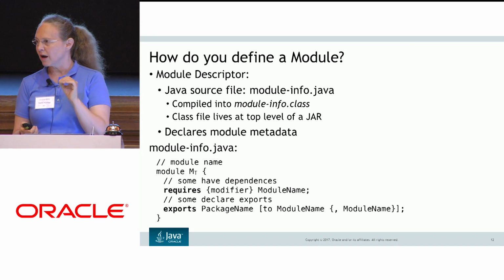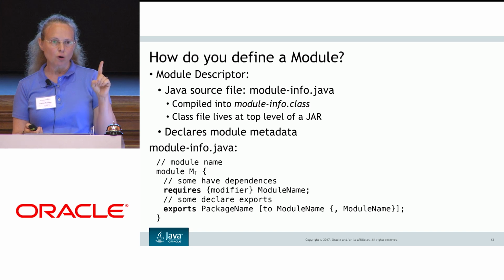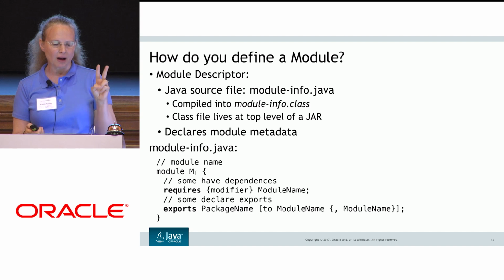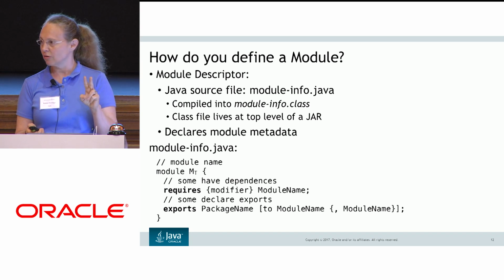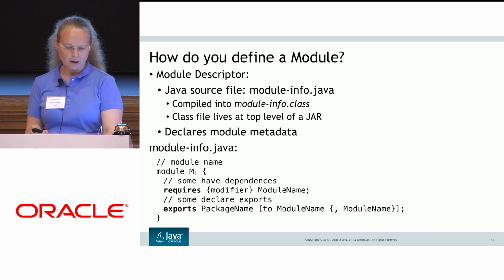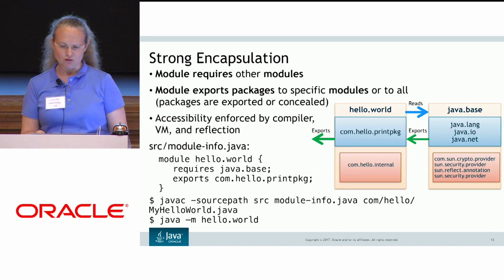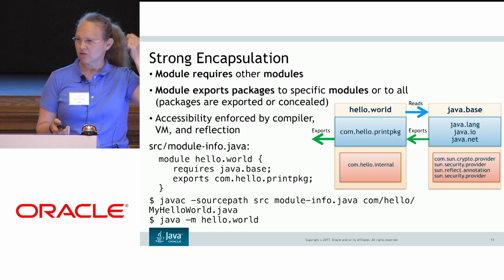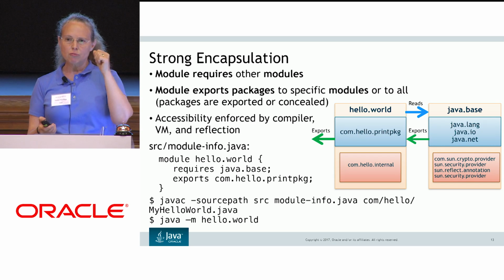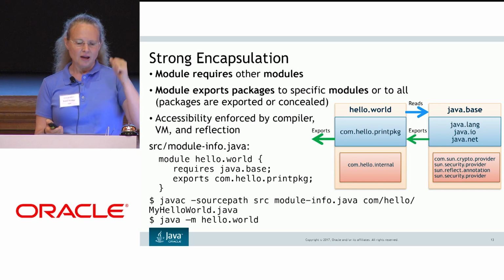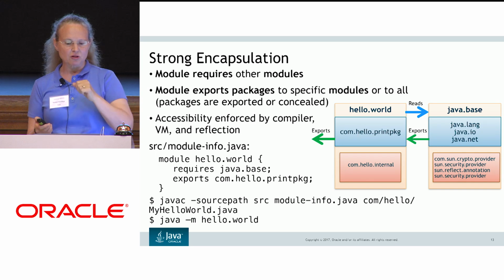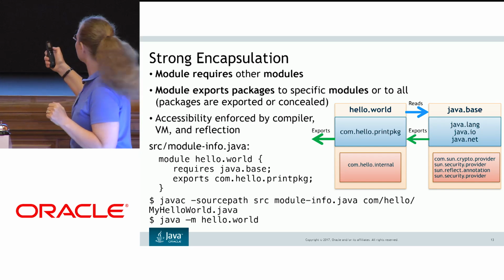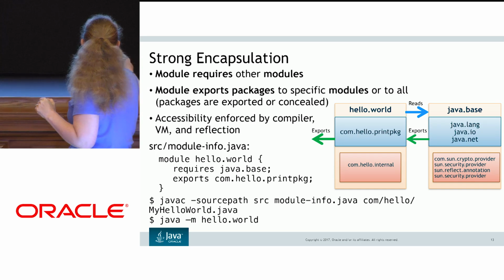The two key ones for access controls are that a module requires another module, and a module exports packages to other modules, okay? I will repeat that because it's so important. You can just sleep-tape this. A module requires other modules, and a module exports packages to specific modules or to all. So we have a picture, thanks to Alex Buckley. I stole this from his slides.